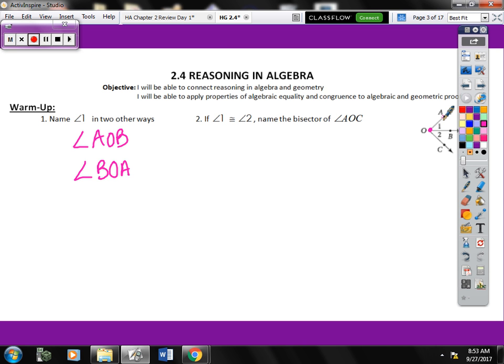Question 2 says, if angle 1 is congruent to angle 2, name the bisector of angle AOC. So what would be the bisector? What is cutting it into 2 congruent parts? Ethan? Ray OB. Perfect. Ray OB. Remember, when you name a ray, it has to be by the endpoint, which is the starting point, and then any other point that's on it.